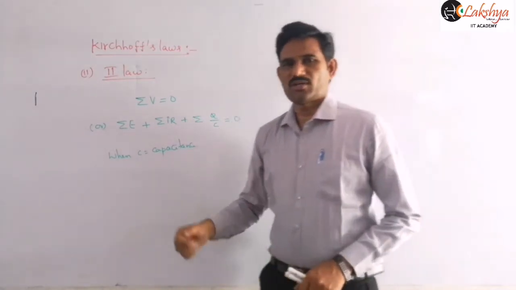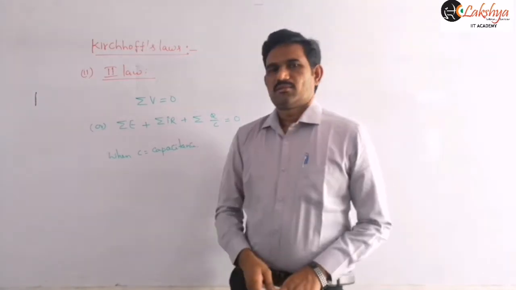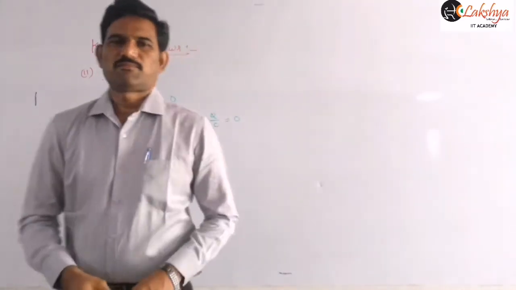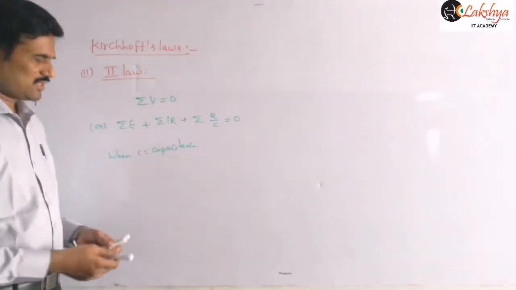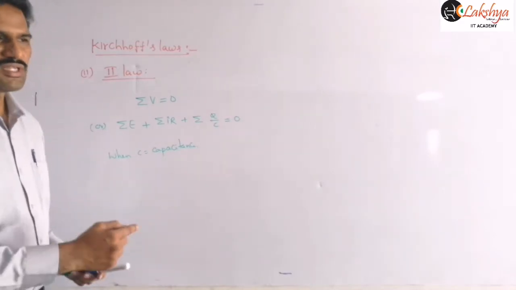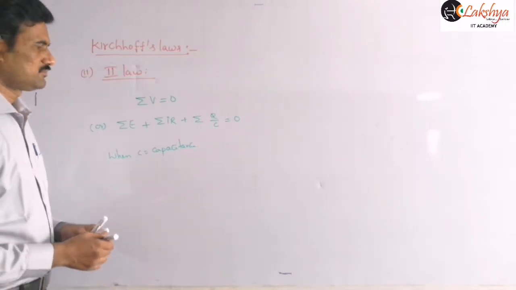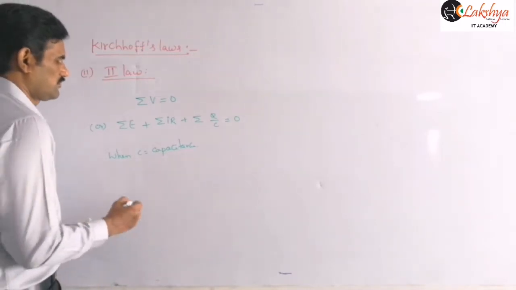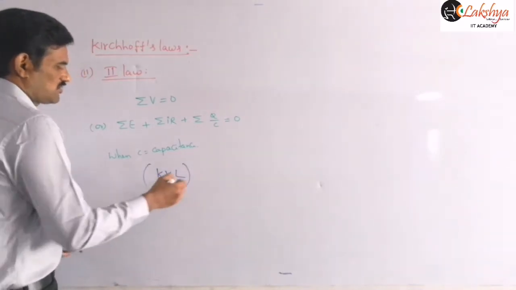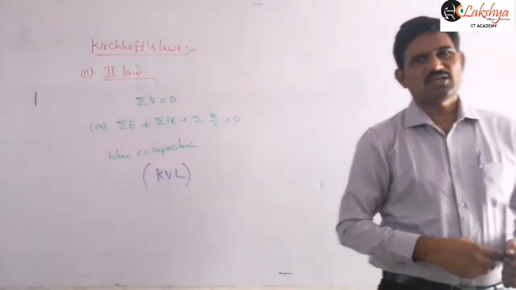And so next write some points about this second law here. Kirchhoff's second law is also called the loop theorem, because it is generally applicable for closed loops. Loop theorem, or Kirchhoff voltage law. In shortcut we will write like this, KVL. Kirchhoff voltage law, KVL.